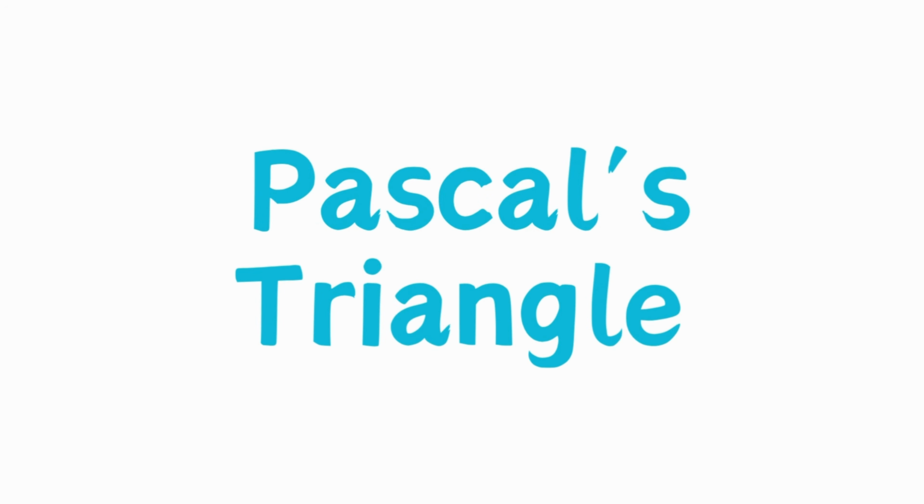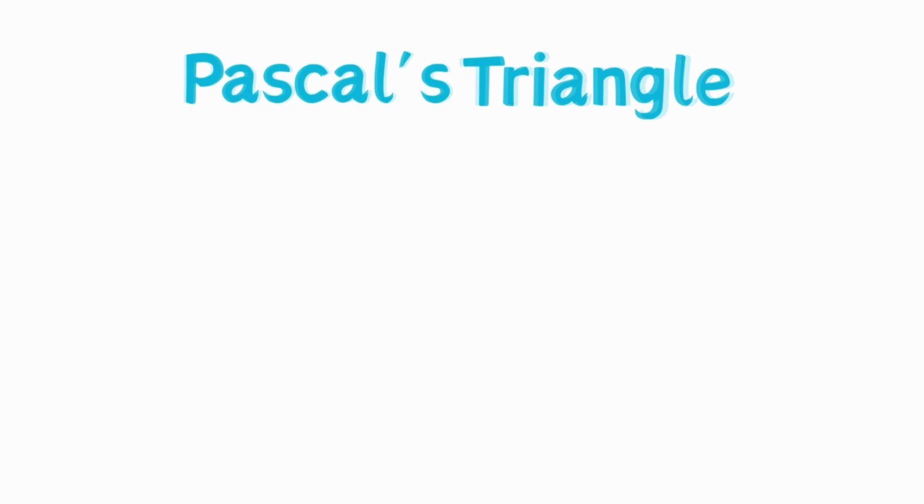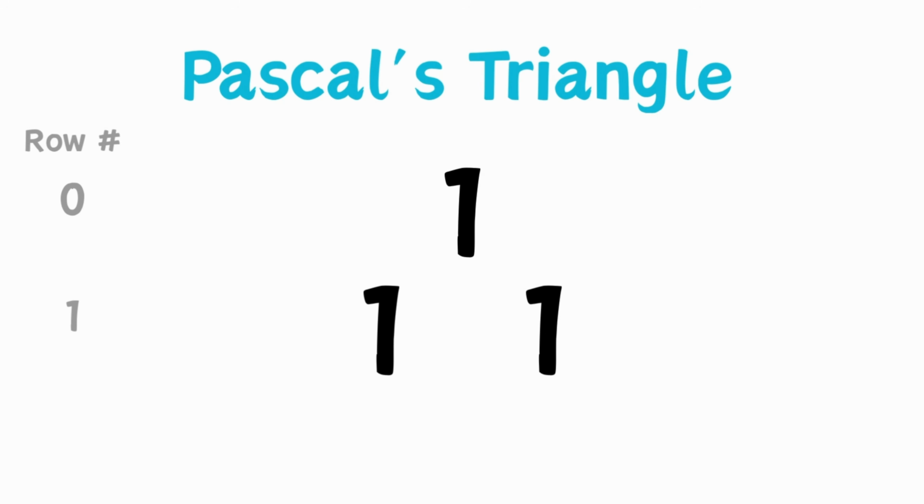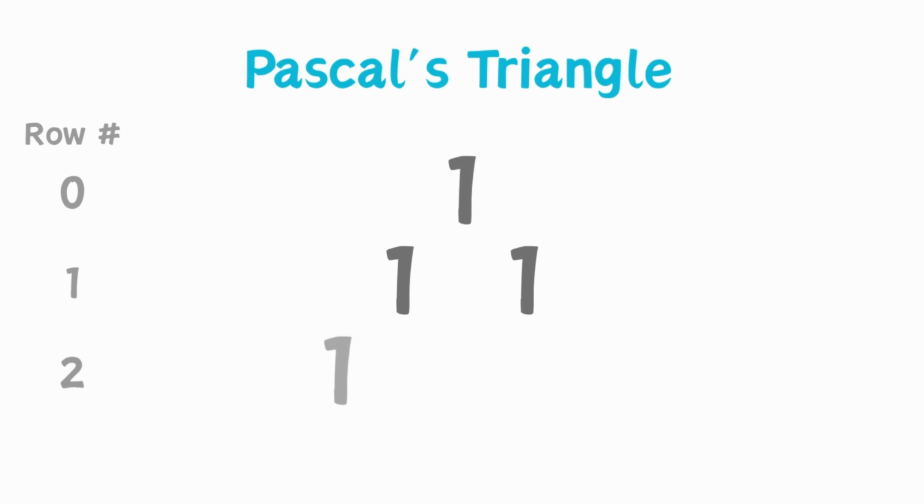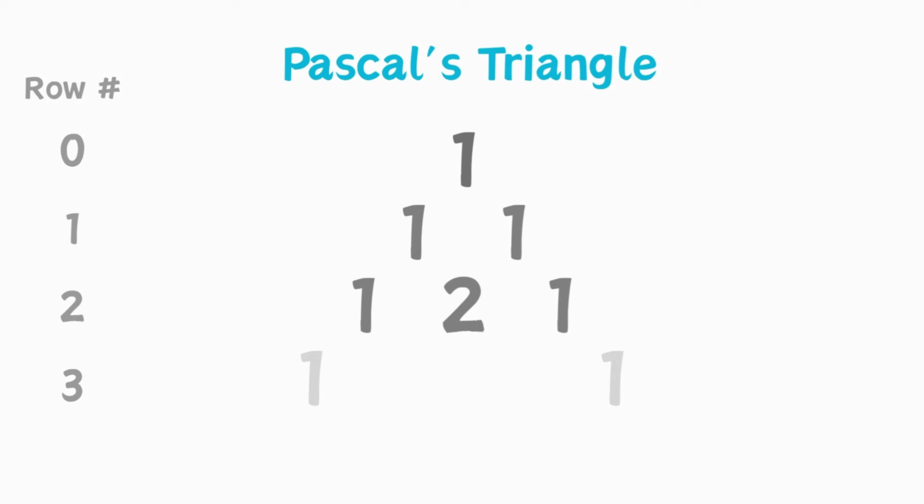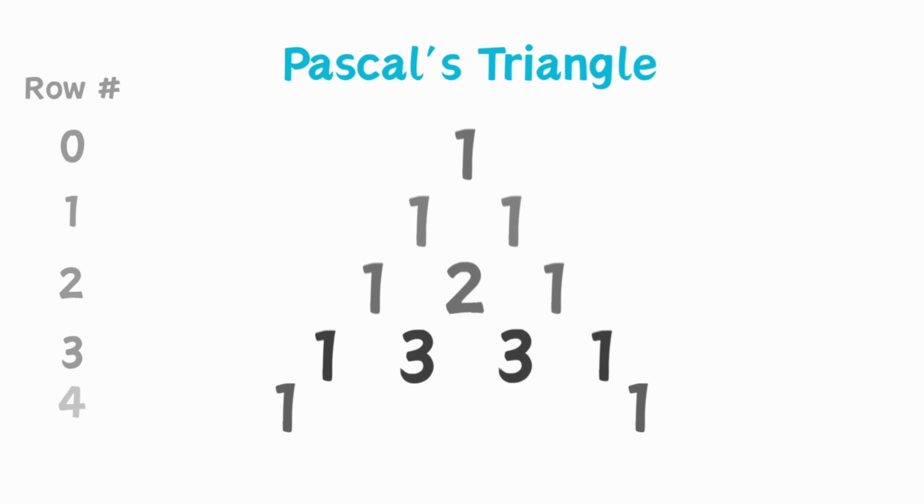Pascal's triangle. To construct Pascal's triangle, we start with 3 ones arranged in a triangle like so. Each new row starts with a 1 and ends with a 1. The terms in the middle are the sum of the 2 terms just above it. 1 plus 1 is 2. To construct the 4th row, we begin with the 1s on the sides, and for the middle terms, 1 plus 2 is 3, and 2 plus 1 is 3. That's the 4th row, and this pattern continues.